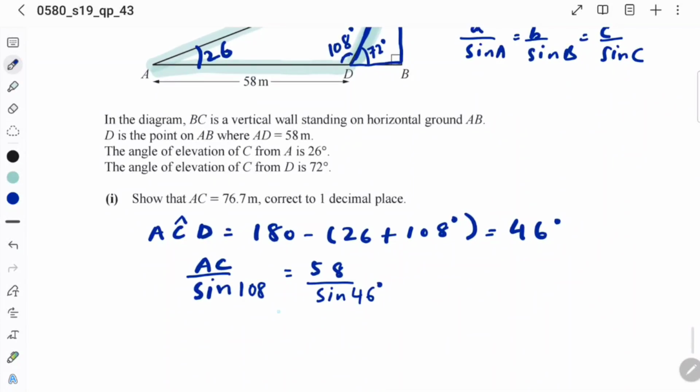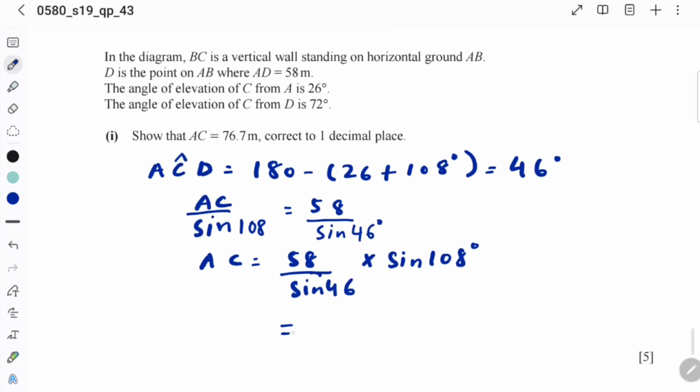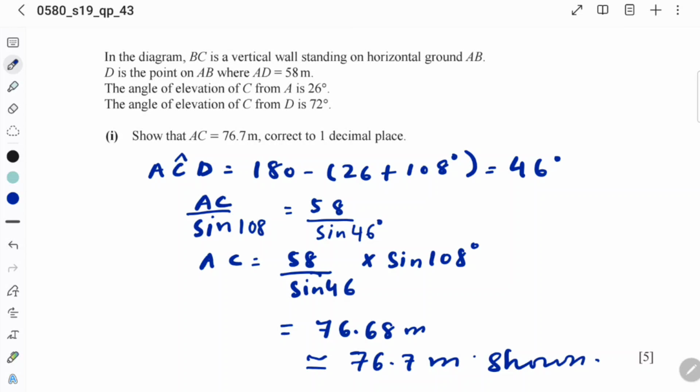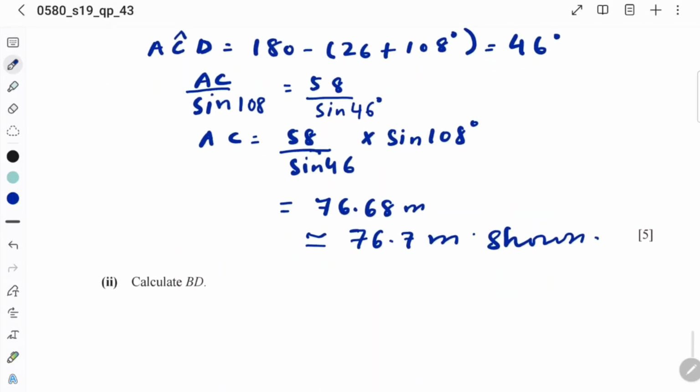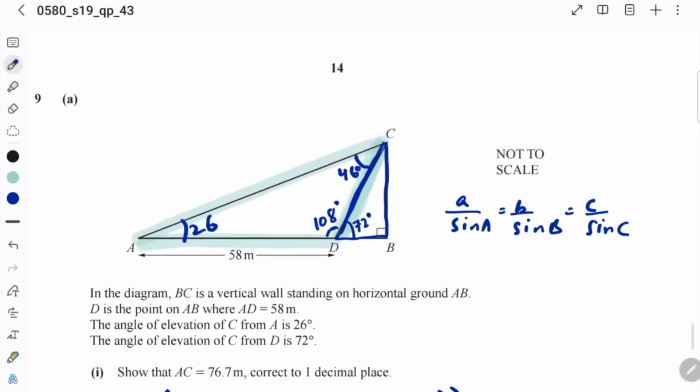We simply cross multiply: AC is equal to 58 upon sine of 46 times sine of 108. When you calculate, you will get 76.68 meters, which is approximately 76.7 meters, and this is shown. The next part of the same question is to calculate the length of side BD. This is the side BD which is required now.